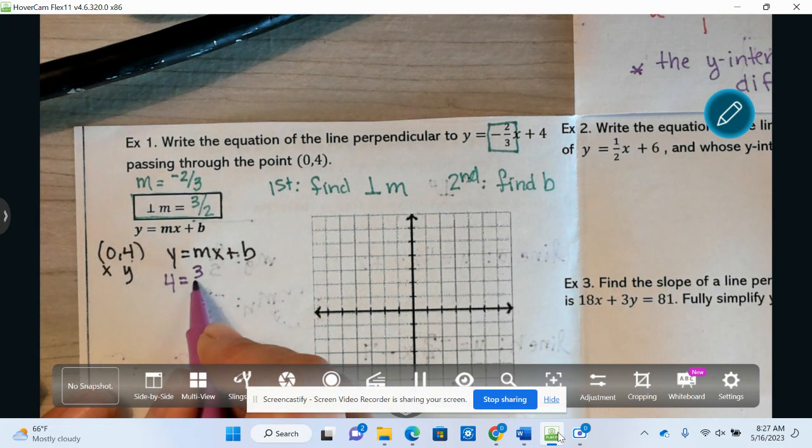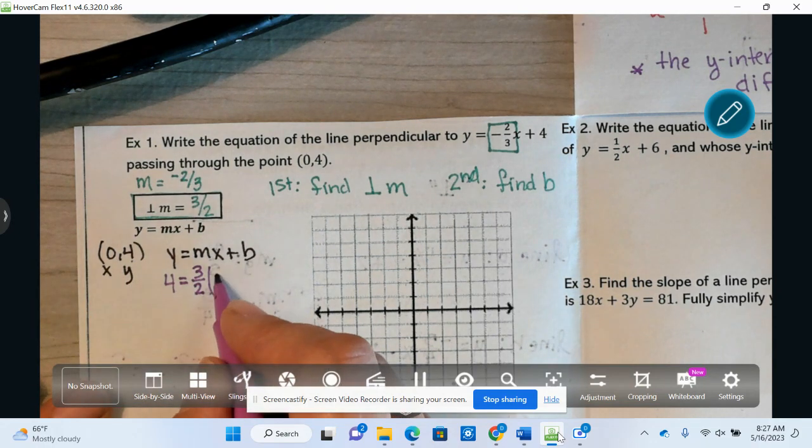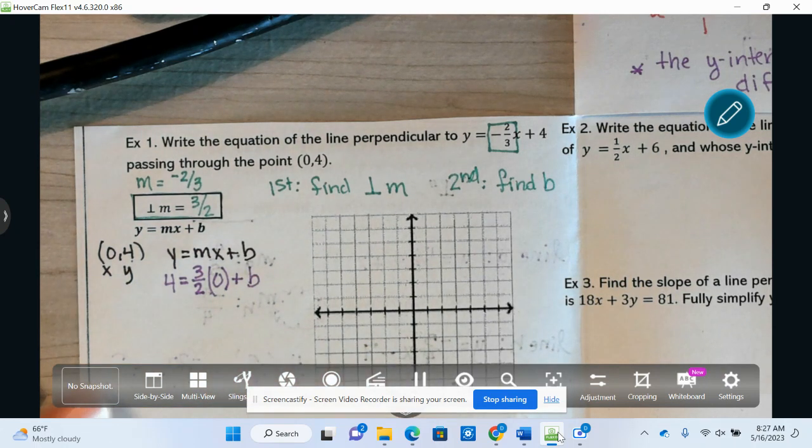So 3 over 2 times what is my x? 0 plus b. Okay. So let's simplify that. That means that 4 equals, what is 3 over 2 times 0? It's 0. So 4 equals 0 plus b. So what is the value of b? B equals 4.